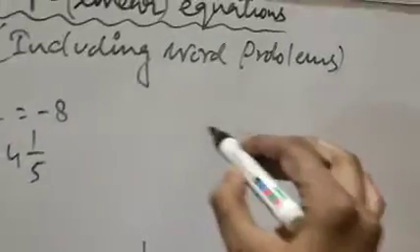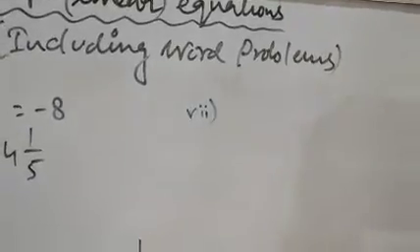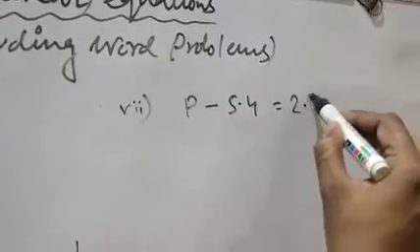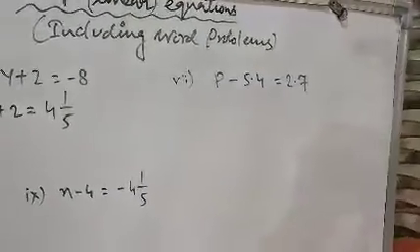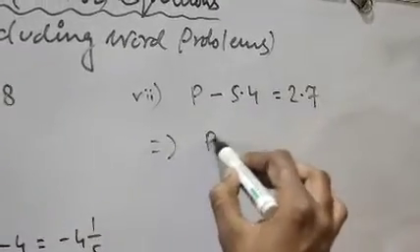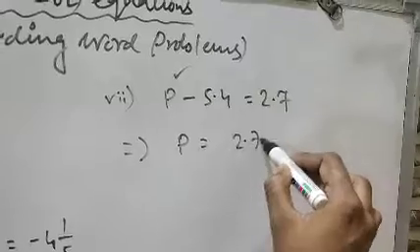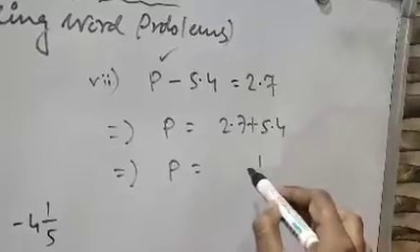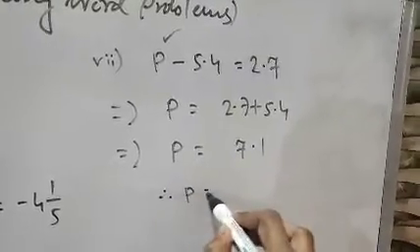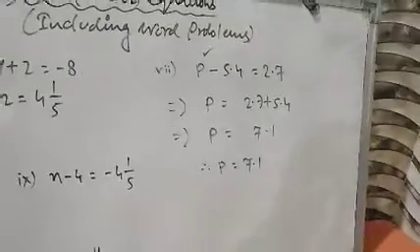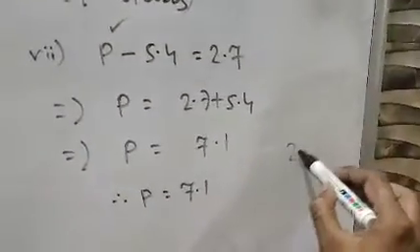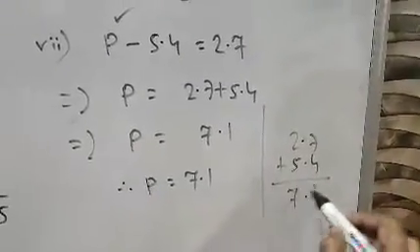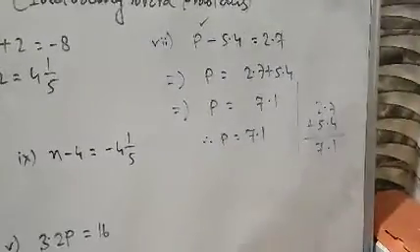Next question, question number 7. Equation is P minus 5.4 equal to 2.7. So find out the value of P. P is the variable here. So transfer this 5.4 part, it will get added. After transferring, answer is 7.1. Just add 2.7 and 5.4 in rough space, 7.1. Next.